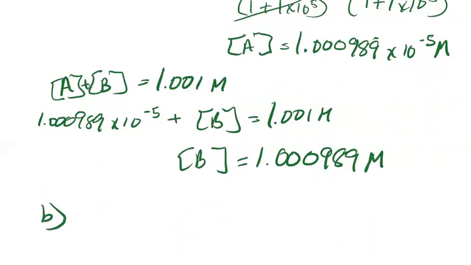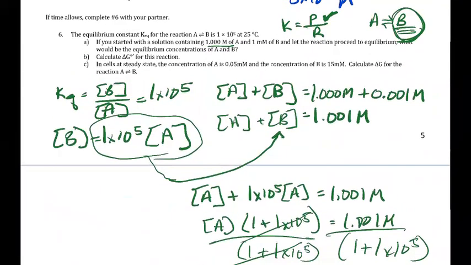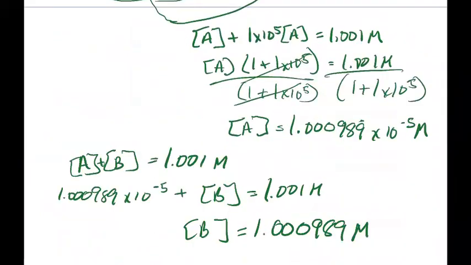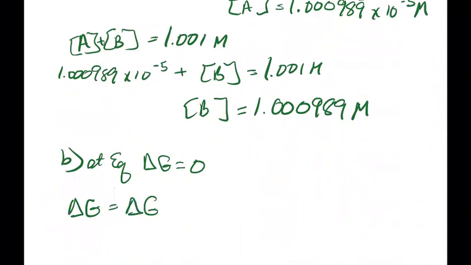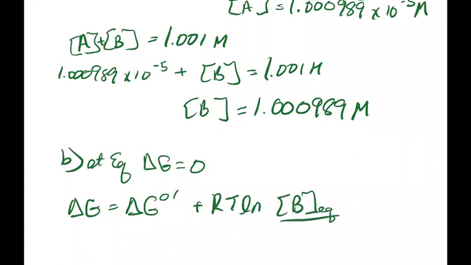So B, let's go back up. What did it ask us for? Calculate delta G naught prime for this reaction. Now we know we're at equilibrium, right? What do we know about delta G? We know delta G is equal to 0. So go back to your formula: delta G is equal to delta G naught prime plus RT ln of B at equilibrium over A at equilibrium.